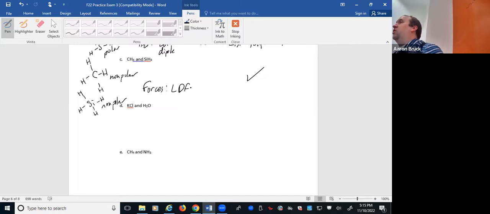Remember, when we're looking at London forces, we're looking for a property called polarizability. Polarizability has two factors. One of them is the number of electrons, which we can estimate by looking at molar mass. The other one is the shape of the molecule. Now, both of those shapes are identical. They're both tetrahedral. What's the difference? Silicon has 8 more electrons.